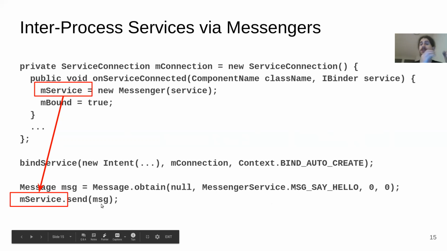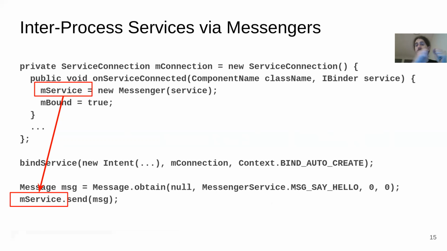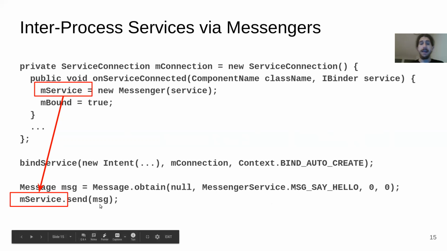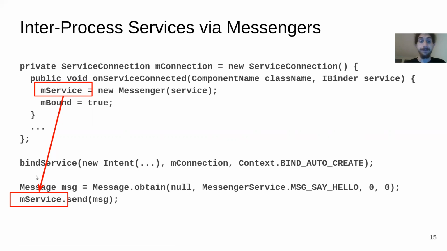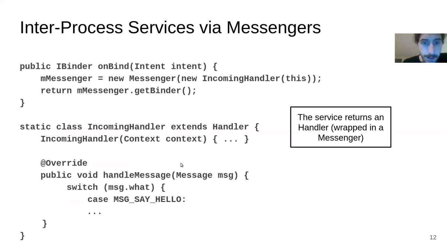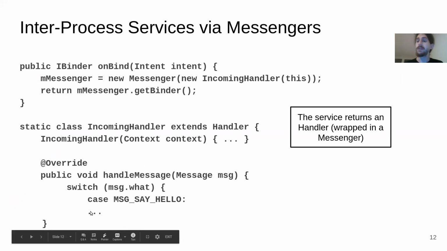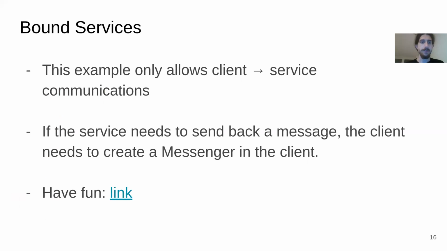And bam, magically the caller is going to send this message through this, and this message object is going to be received by the service that is being called. How does it get the message? Let's go back one slide. Here it is. The message is eventually received by handleMessage, and here you can check what kind of message this is, and so forth. All right, quite complicated.